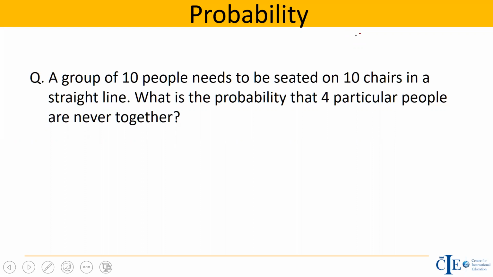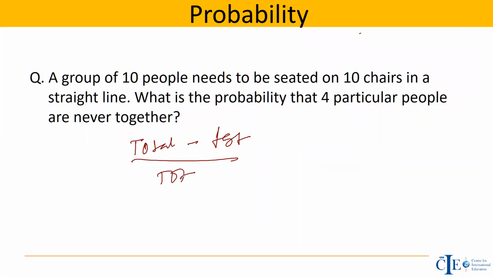All right, let's check. 1 minus 7 factorial into 4 factorial by 10 factorial. Yeah, perfect. So we use the complement method again. So 10 people need to be seated in a chair. Probability that 4 particular people are never together. So it's the same thing as we did. Total minus together, the whole divided by, now this is a probability.